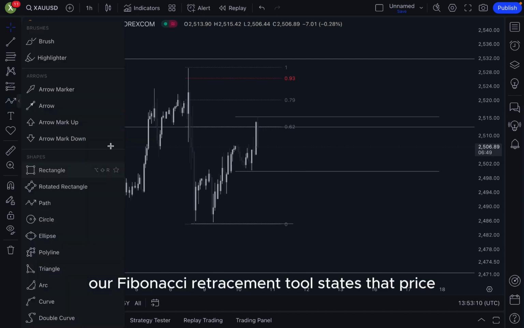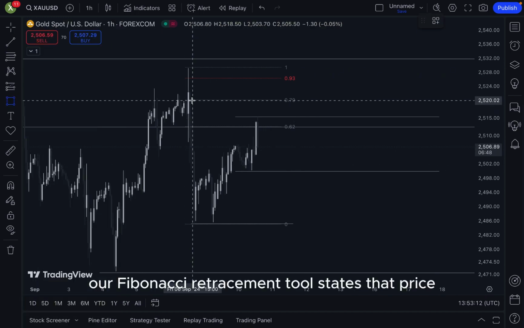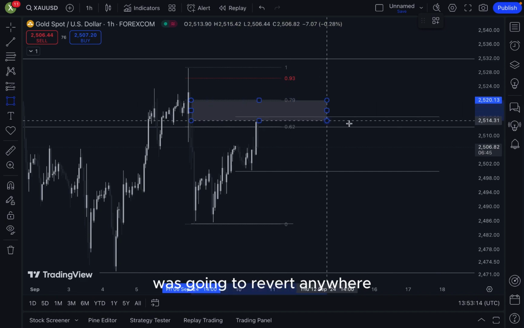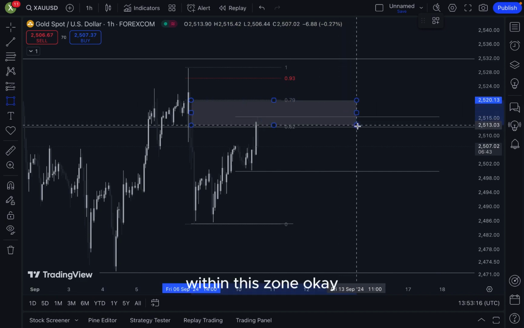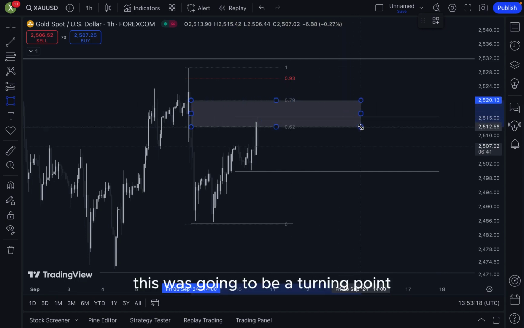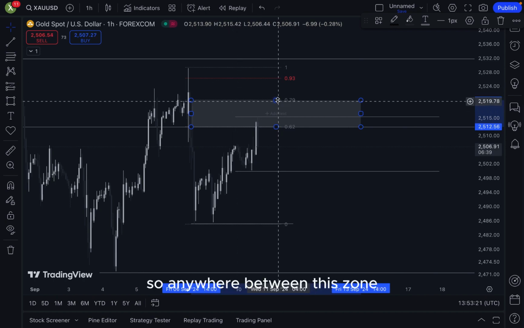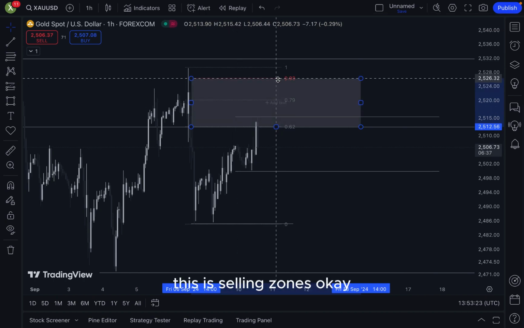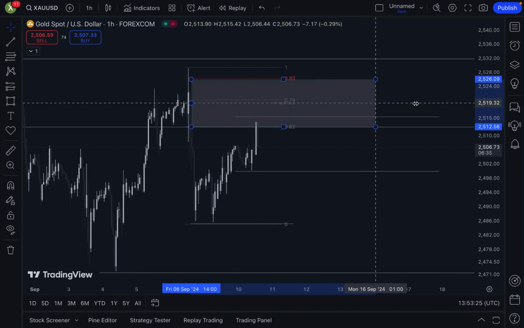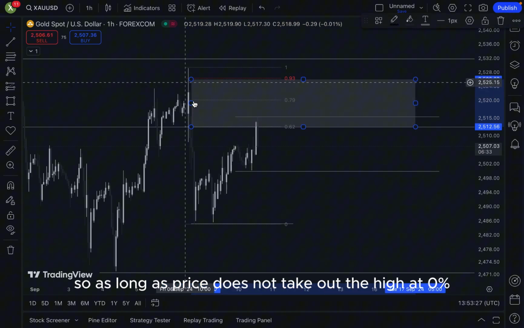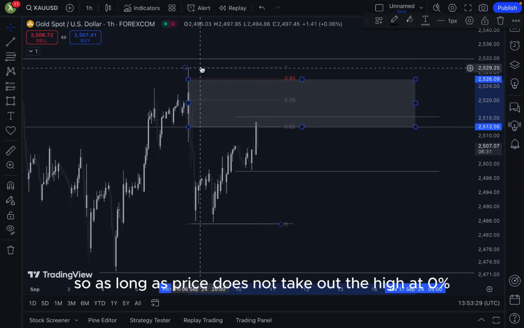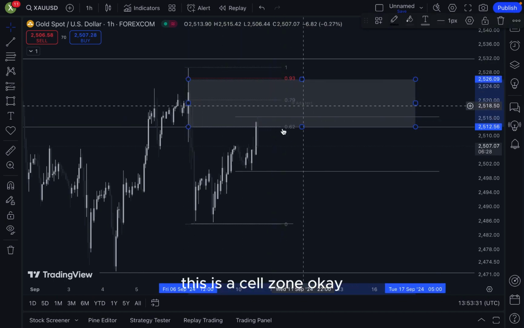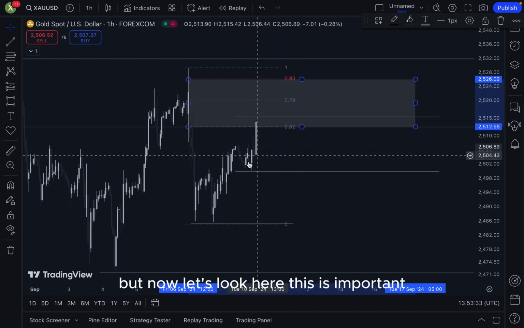our Fibonacci retracement tool states that price was going to revert anywhere within this zone. Okay, this was going to be a turning point. So anywhere between this zone, this is selling zones. Okay, so as long as price does not take out the high at 0%, this is a sell zone. Okay, but now let's look here.